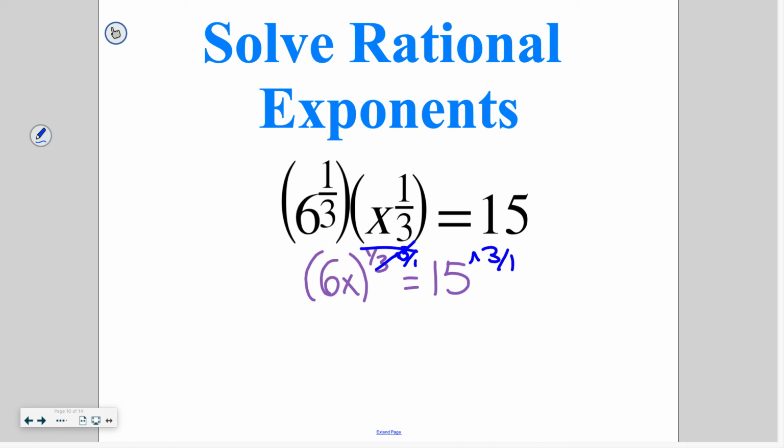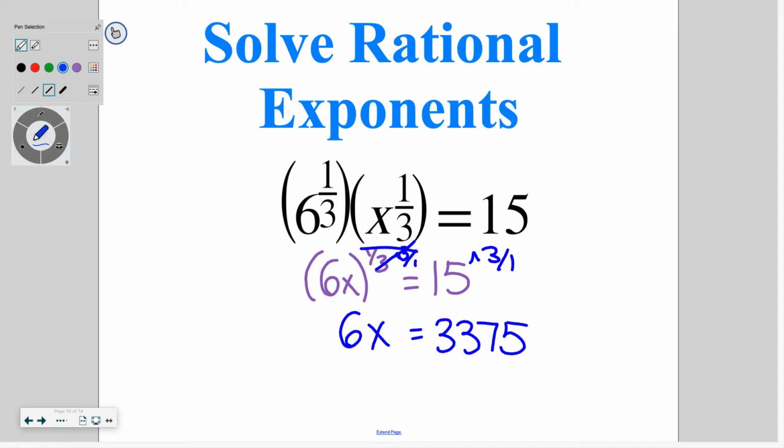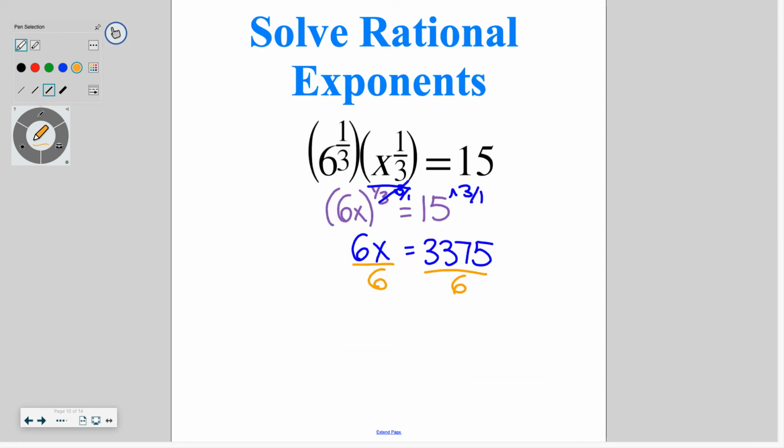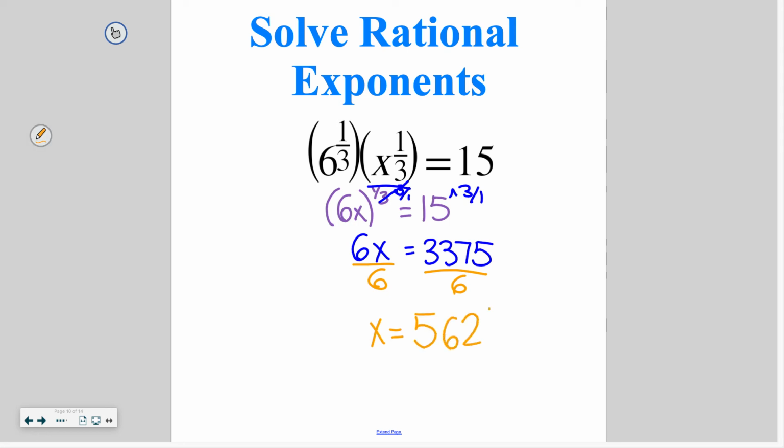So now I have 15 to the 3rd power, which is going to be 3,375. And then left over on this side, I have just the 6x. In order to finish this problem, I'm going to divide both sides by 6, and I end up with x is equal to 562 1/2.